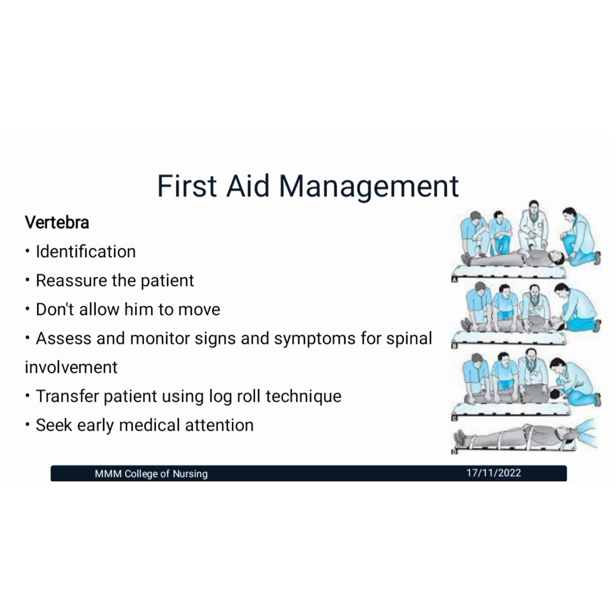During the assessment, if you find the patient is at risk for vertebral fracture, reassure the patient and don't allow the patient to move or change position, because the fracture can injure the spinal cord, which may lead to permanent damage to the patient. Assess and monitor signs and symptoms of spinal involvement. Transfer the patient using the log roll technique to avoid spinal cord injury, and seek medical care as early as possible.